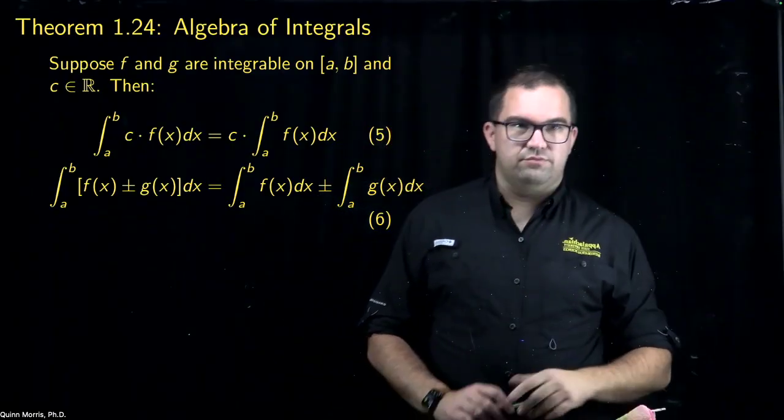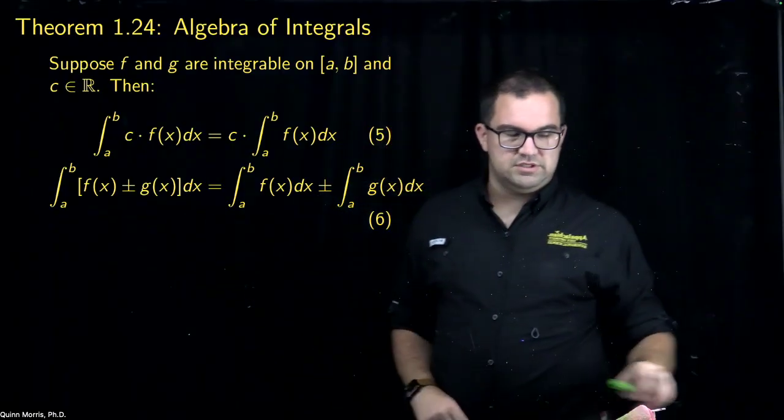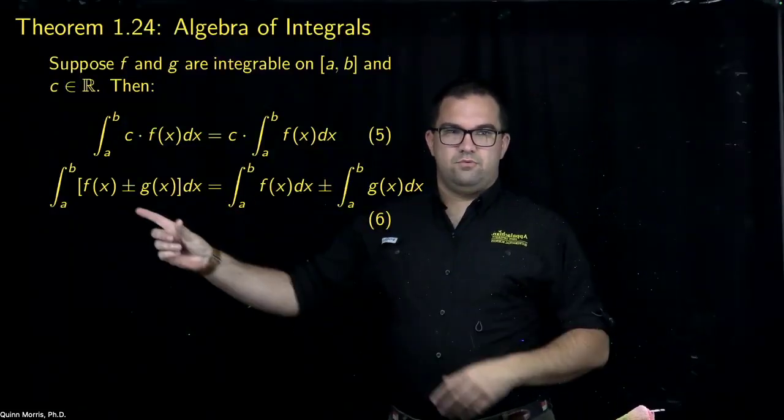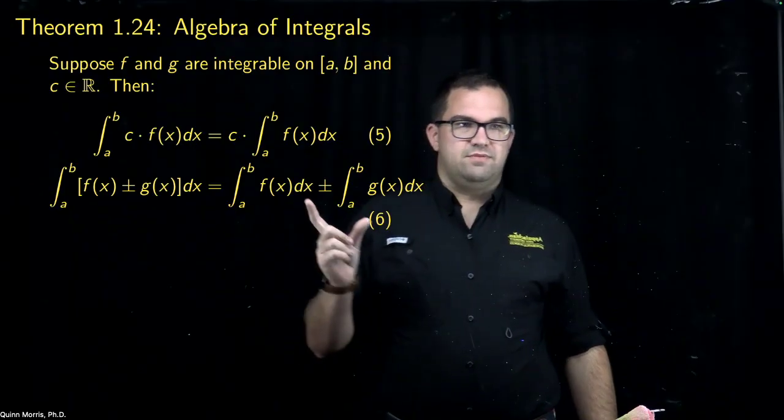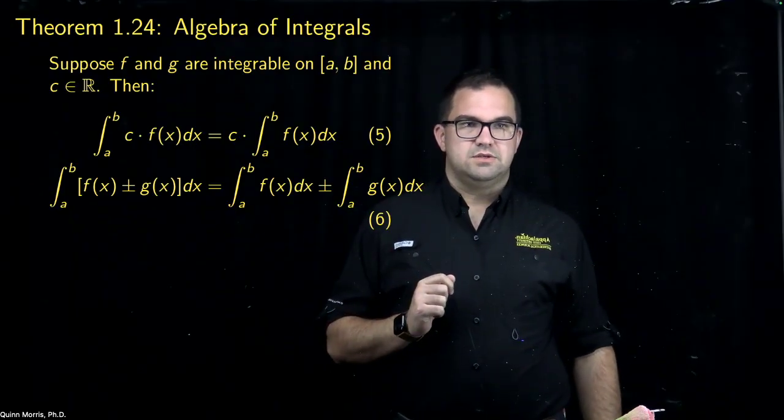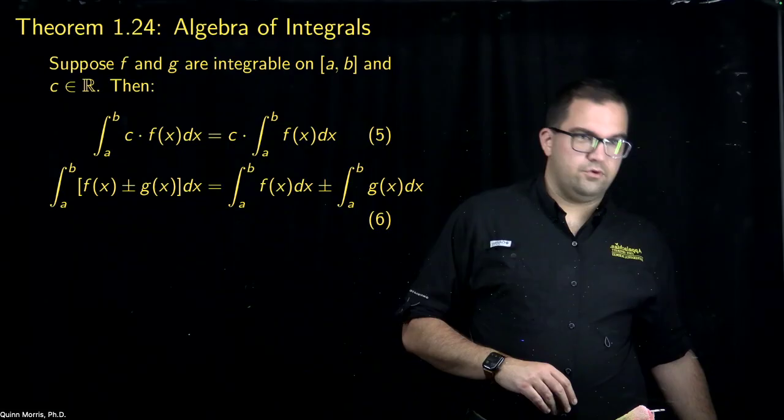So you could construct a similar argument here for the sum or difference, that you just write down what this means in terms of the limit of a Riemann sum. You then apply properties of limits, and then you end up with this. So you can split up an integral over a sum.